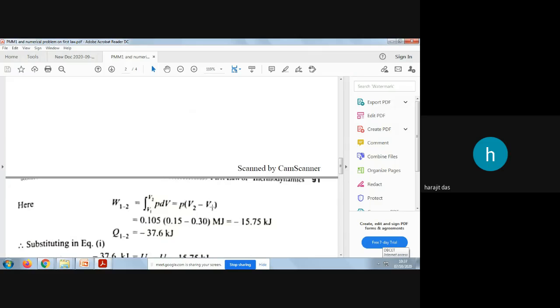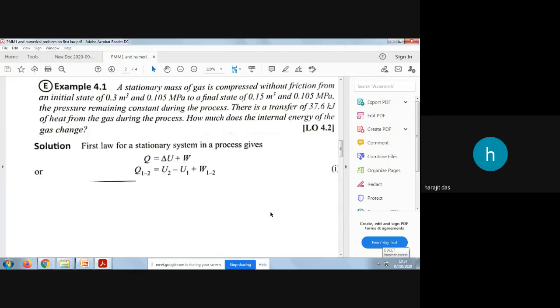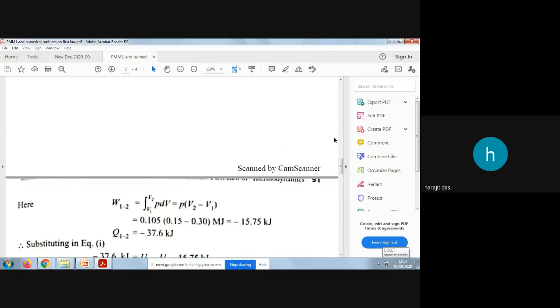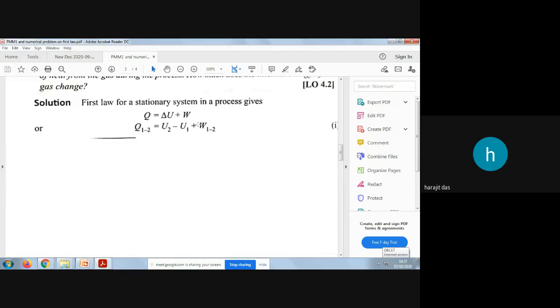P2 and V1 volumes are given. Okay, means these values are given. So here we will be putting, and finally we will get that W1 to 2 will be equal to minus 15.75 kilojoule. Here this was not work. Here this was the energy in heat form, 37.6 kilojoule of heat. So this expression we have found out W1 to 2. This is given. Q1 to 2 is given.